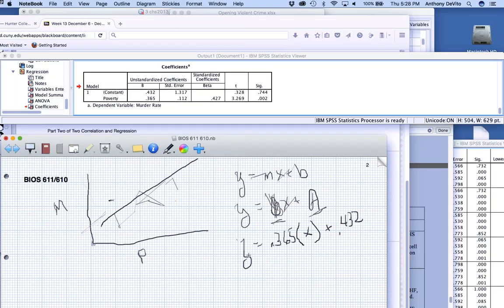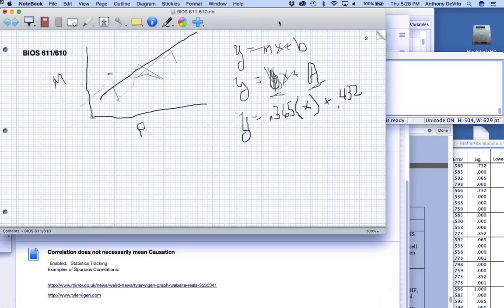Okay, and in fact, I can substitute for y and x. I can just call them the murder rate is equal to 0.365 times the poverty rate plus 0.432. Okay, so now what does that mean?